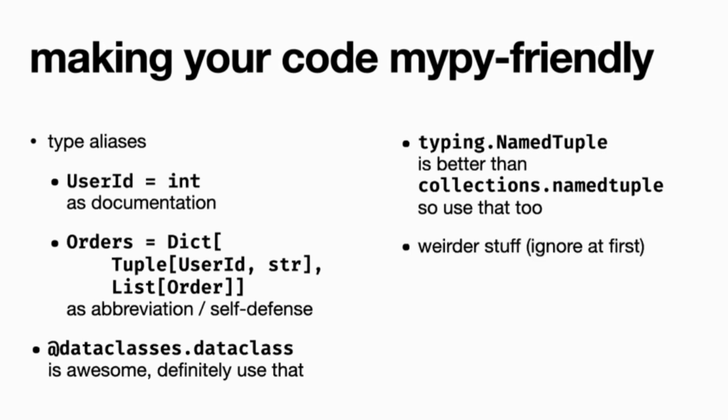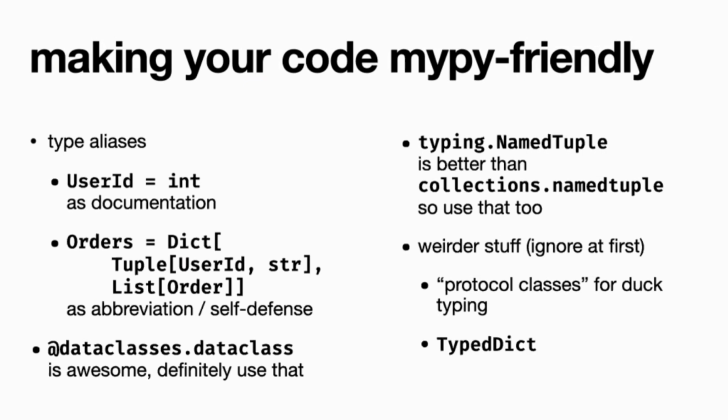A couple of weirder things. There's some stuff in the dark corners of the typing module, like protocol classes, because Python has duck typing. Sometimes you want to let users just pass whatever kind of object they want to, and if it happens to have the right methods, it just kind of works. There are types for that. It gets a little weird. You can just ignore this stuff at first.